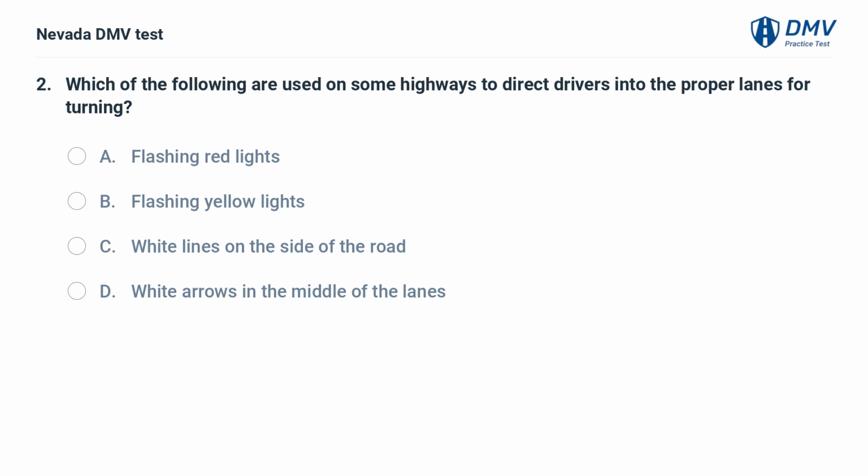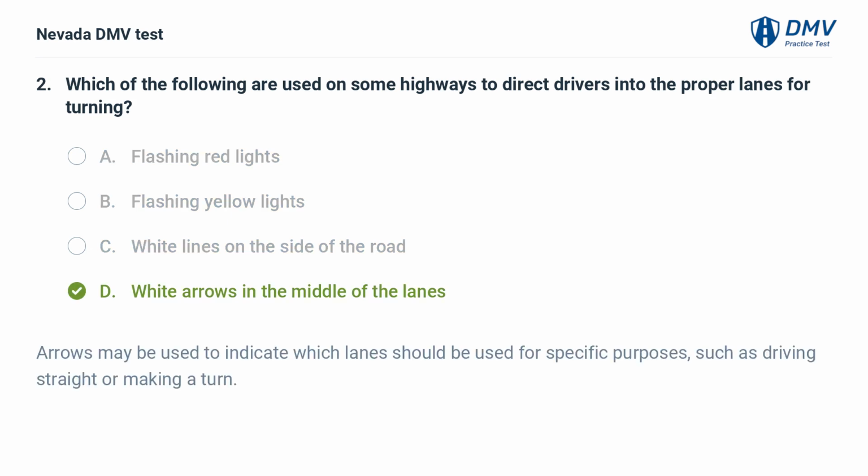Which of the following are used on some highways to direct drivers into the proper lanes for turning? A. Flashing red lights. B. Flashing yellow lights. C. White lines on the side of the road. D. White arrows in the middle of the lanes.